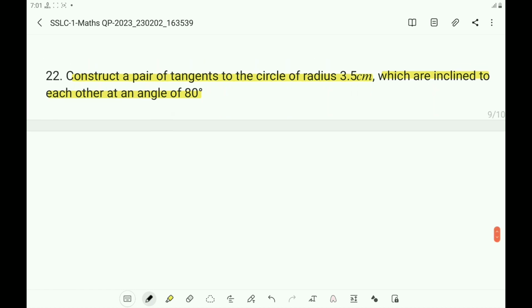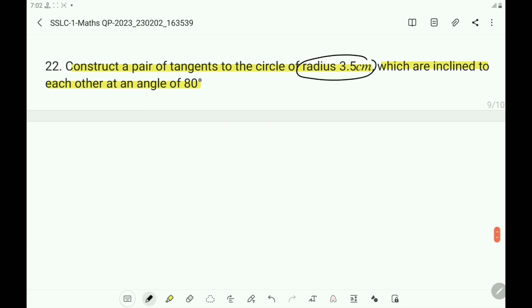Now take the first step. What do we have to do? Draw a circle of radius 3.5 centimeters. So mark one point as the center, which is O. With that point, draw a circle of radius 3.5 centimeters. Draw one radius, that is OA, and here we have to draw a pair of tangents, not a single tangent. We have to draw a pair of tangents from the external point. They are inclined at an angle of 80 degrees.